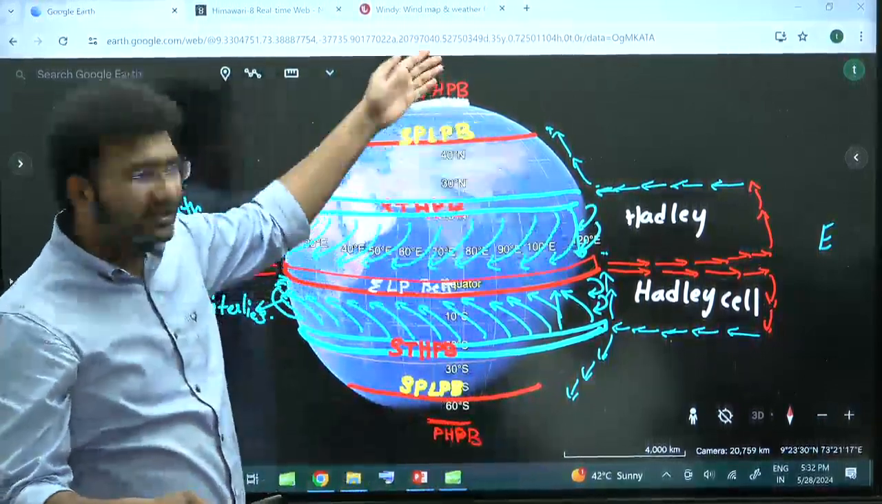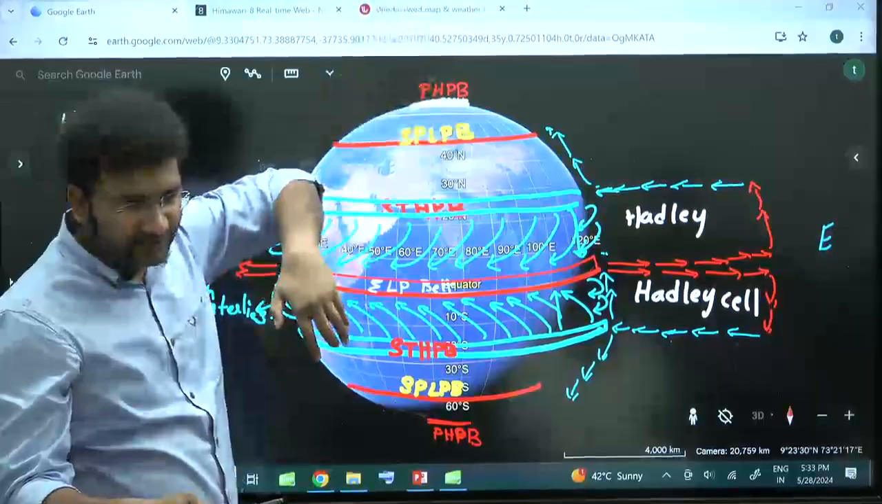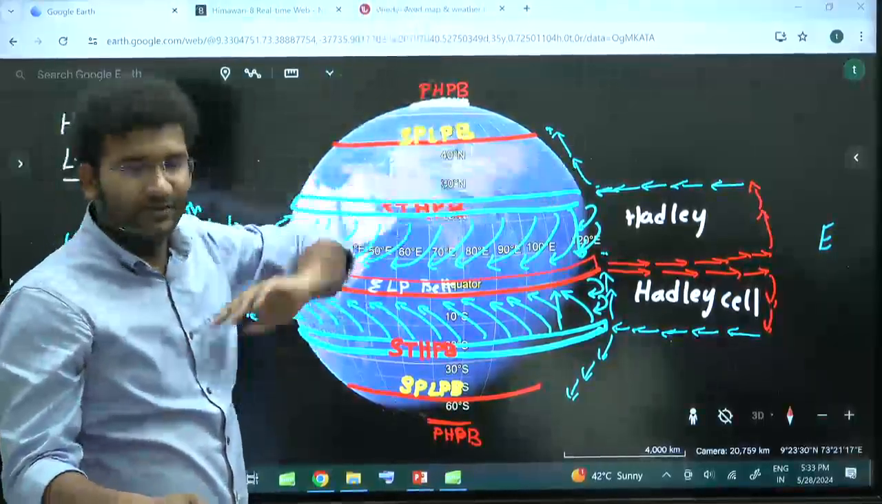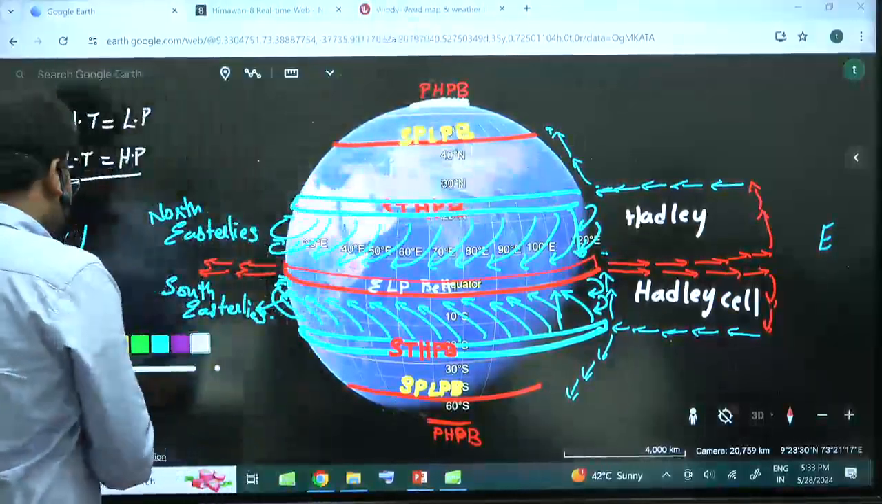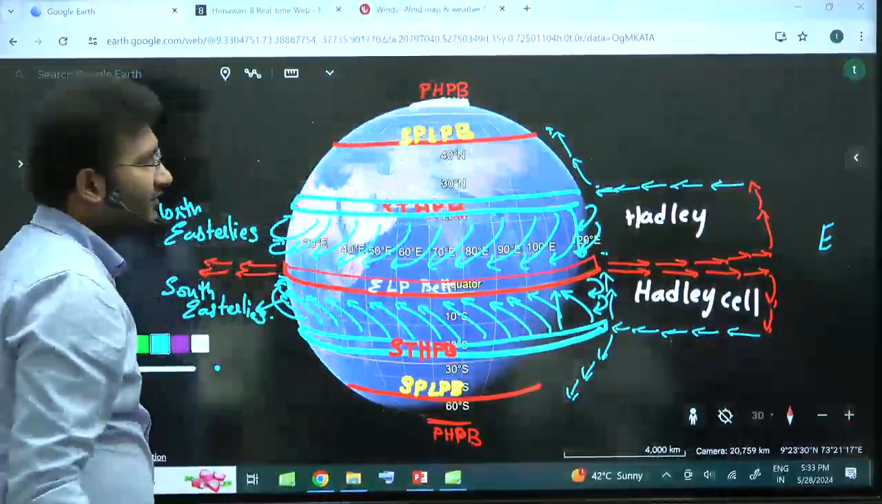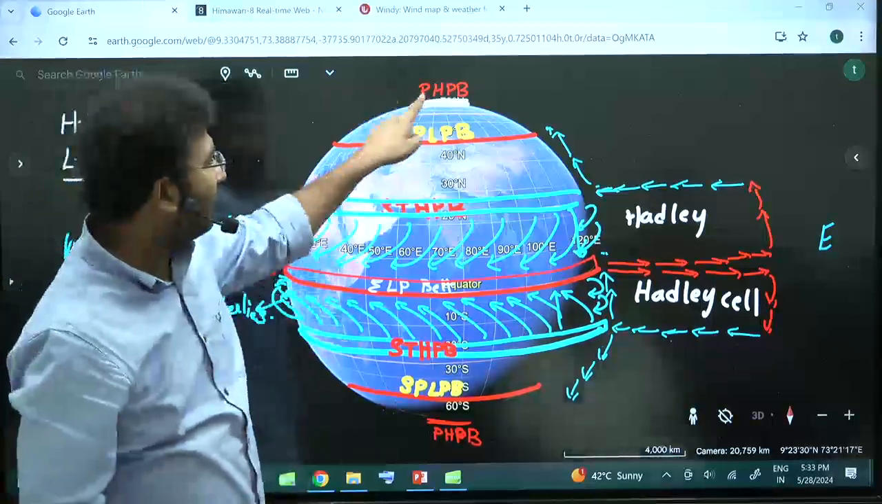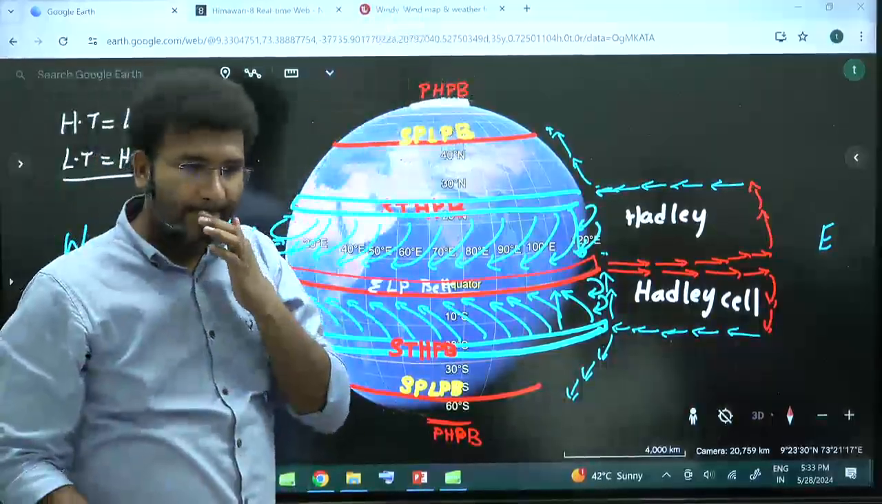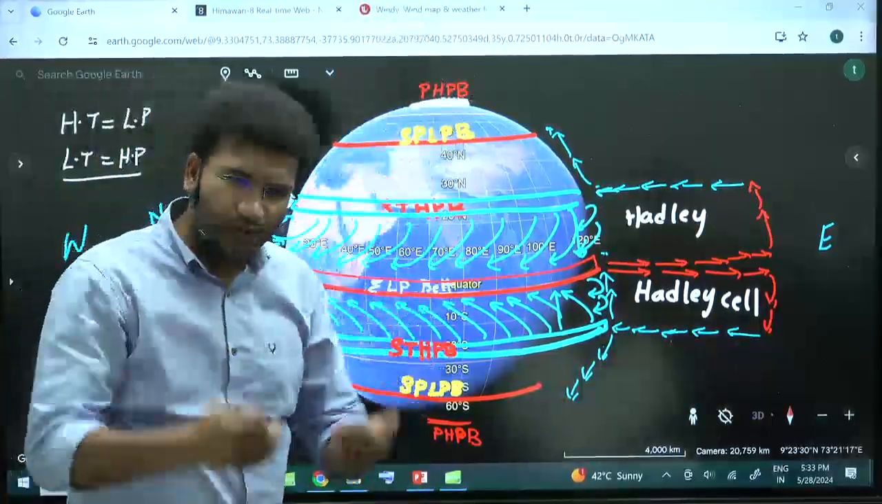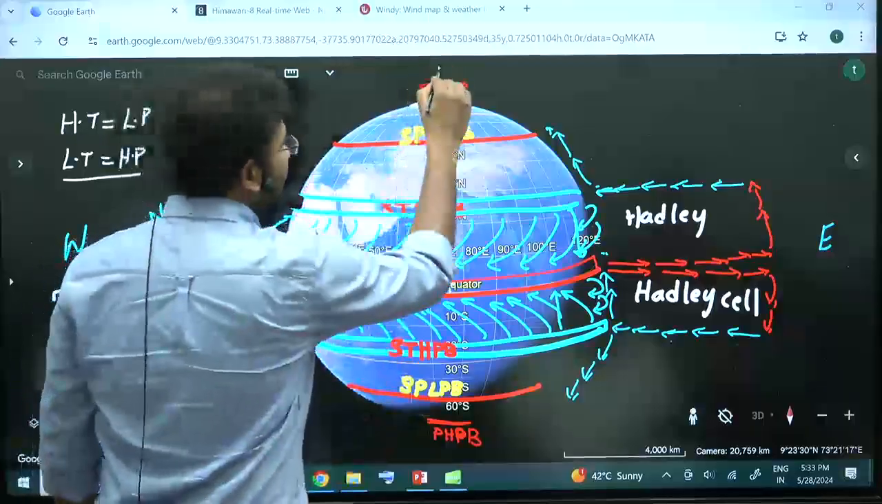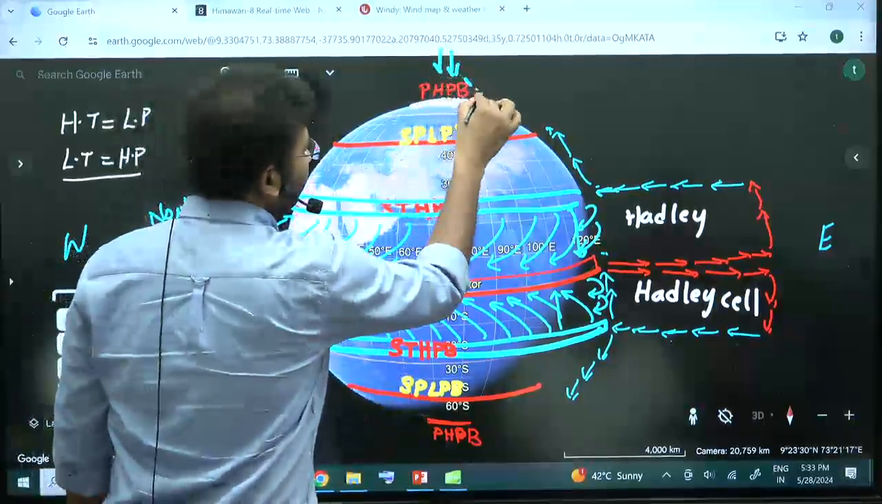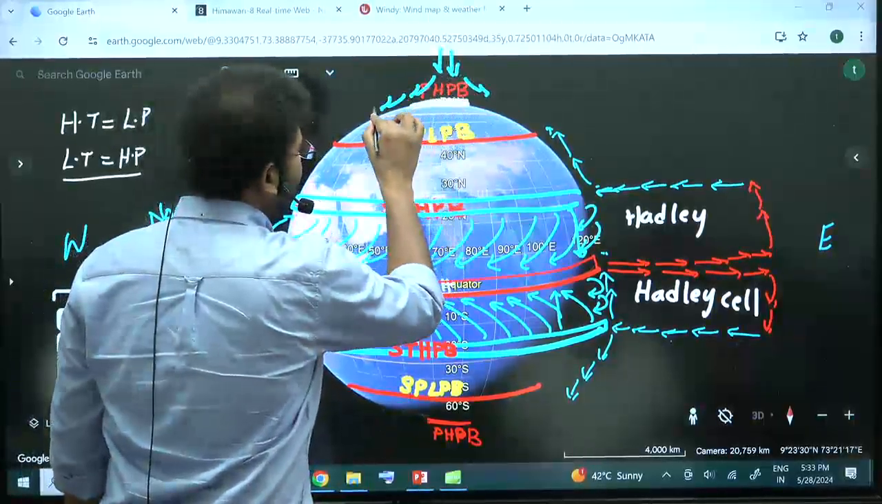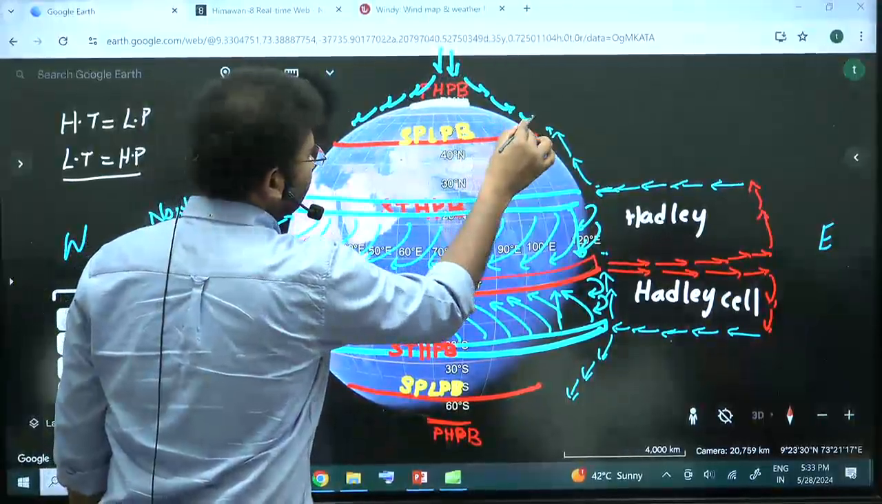Now come to the polar cell. First we'll finish the polar cell, and then we'll come back to the Ferrel cell. So in the polar region, as you already know, what is it? High pressure belt? Polar high pressure belt. So at high pressures, what kind of air do you see? Air rises or sinks? It is cool, so air sinks. So sinking air, this sinking air, it moves in all the directions like this.